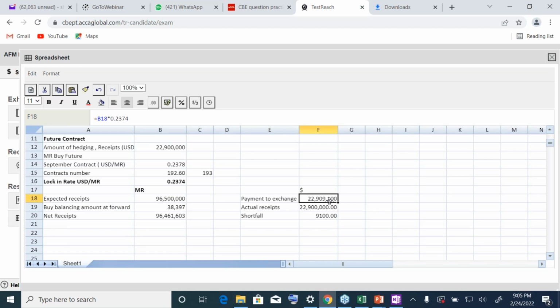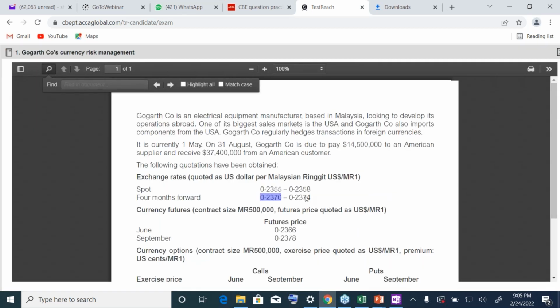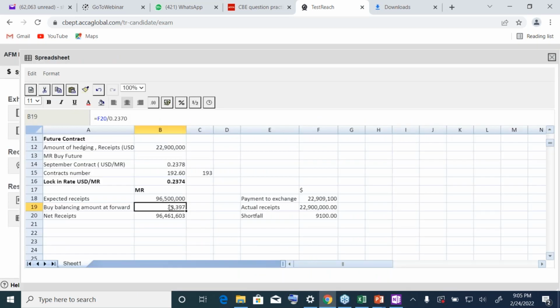And from where will you receive that amount? From the foreign customer. So you are receiving 22900, but you have to pay 22909. So you are short of 9100. So how will you cover that? You are going to buy this amount at the forward rate. Two forward rates are given. Which rate will we choose? We will choose the lower rate because it is a case of payment. Always divide with the lower rate. And the net amount is 96.46 million.